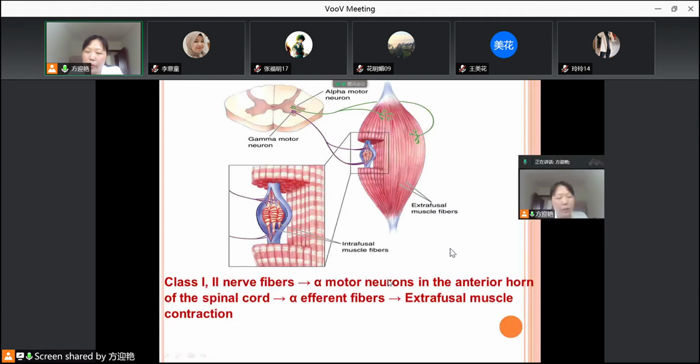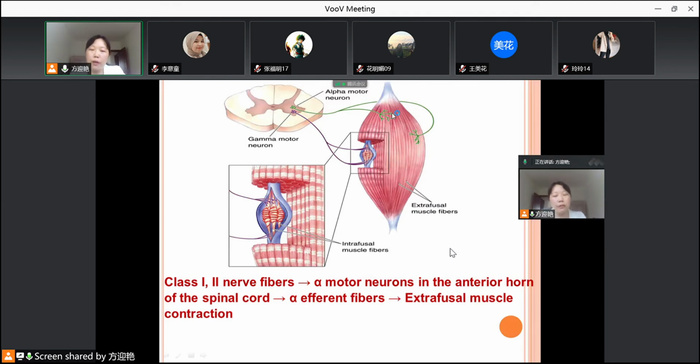The alpha motor neuron is in the spinal cord, and there are also the efferent fibers. There are also changes between the neurons, and we call these synapses, the synaptic connections. The efferent fibers then control the actual muscle fibers, making those muscles contract.